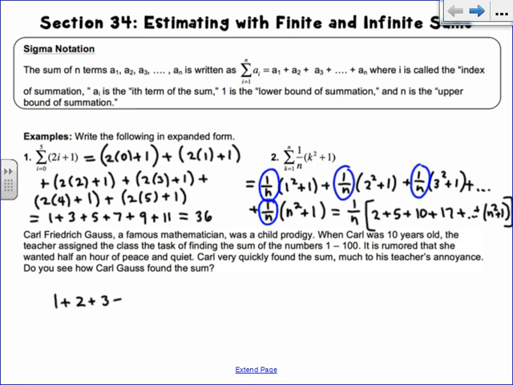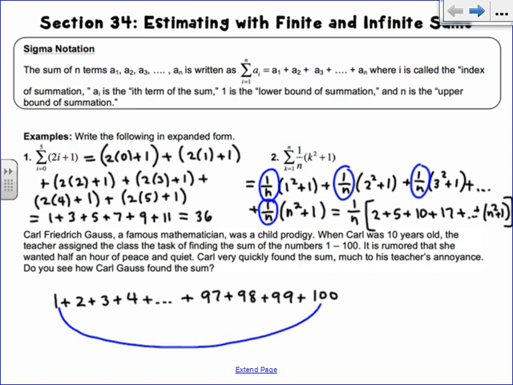Remember, if we're adding the numbers 1 through 100, most 10-year-olds would say 1 plus 2 is 3, 3 plus 3 is 6, 6 plus 4 is 10, and then they would add like that. Instead, he paired them like this. 1 and 100 make 101. 2 and 99 make 101. 3 and 98 make 101, and so on.